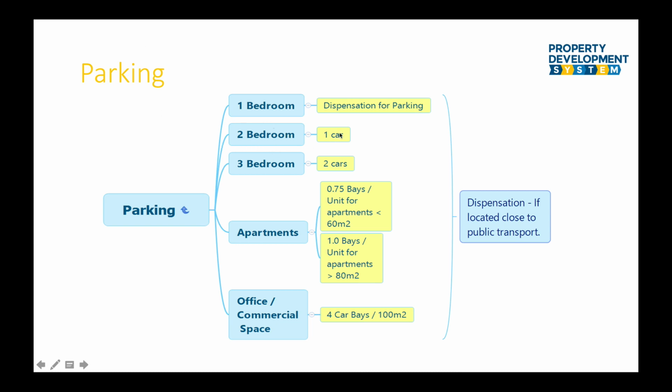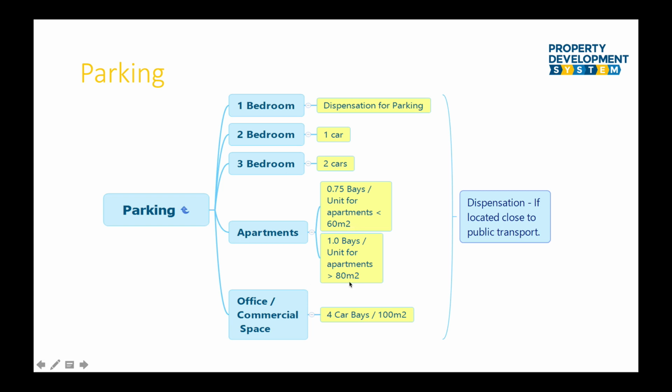So 2-bedders, you've got 1 car. 3-bedders, you've got 2 cars. Apartments work a little bit different. Every council would have a different regulation for this, and that'll dictate how many car parks you are required to put in. So if you've got apartments that are less than 60 square meters, you would need 0.75 parking bays for every 60 square meters. Take my advice: do not develop anything that's under 60 square meters, because they don't sell as much, and again, they don't get valued as much either.